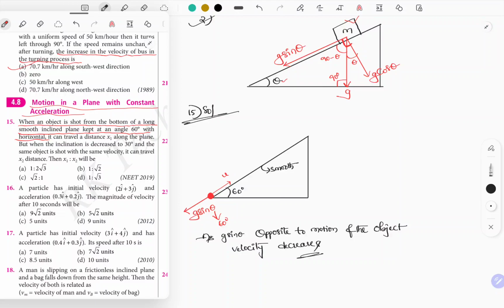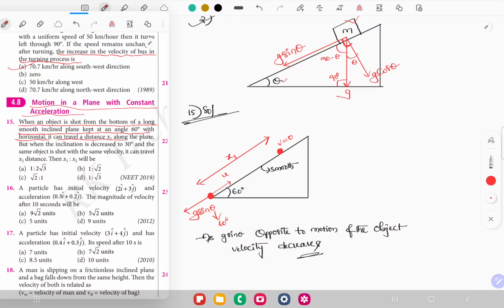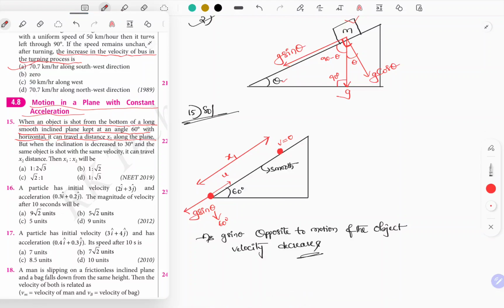Velocity decreases. So at one point of time, finally this object is going to come to rest position. Let us say this object came to rest at this point. So final velocity is equal to 0. Within this, the object travels some distance, right? Let's say the distance is going to be x1. That's what they have given also. So it can travel a distance x1 along the plane by the time its velocity becomes 0.